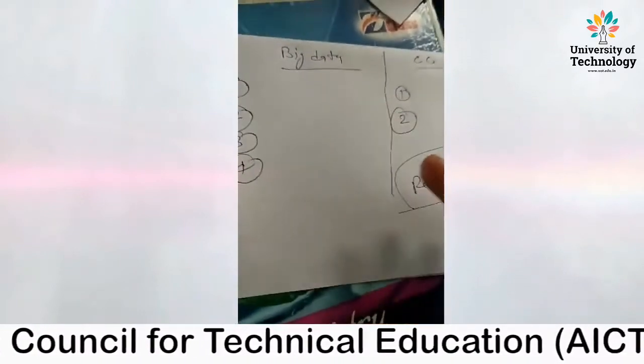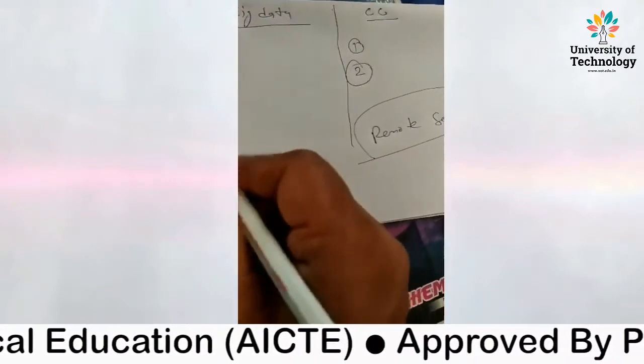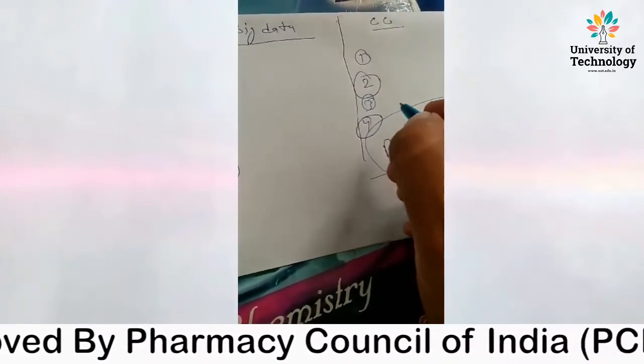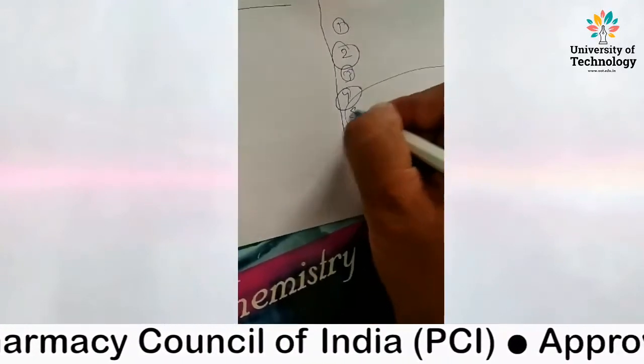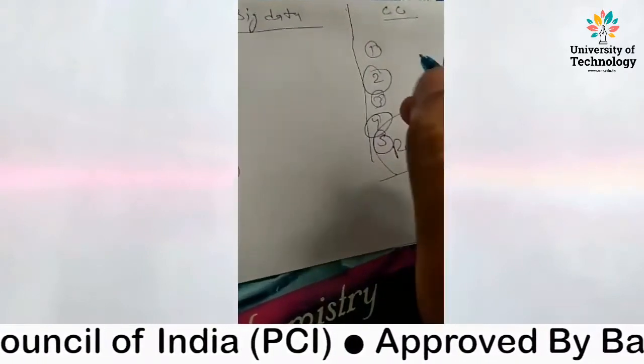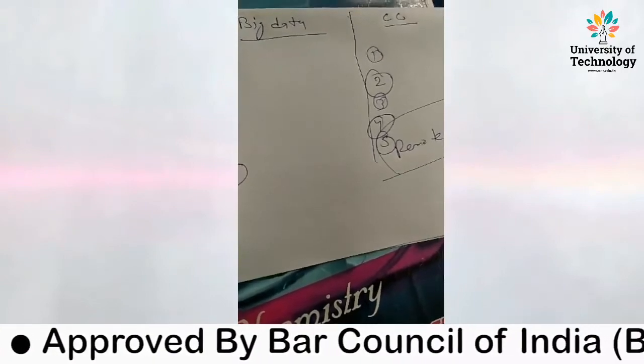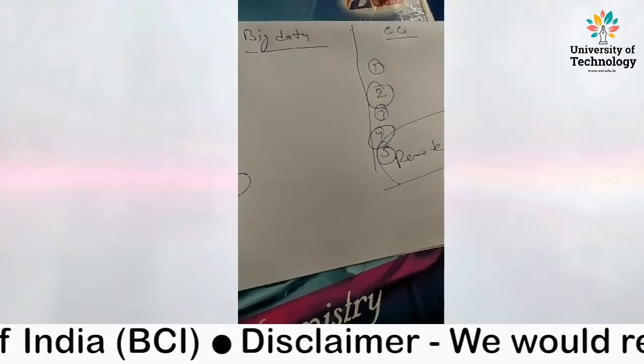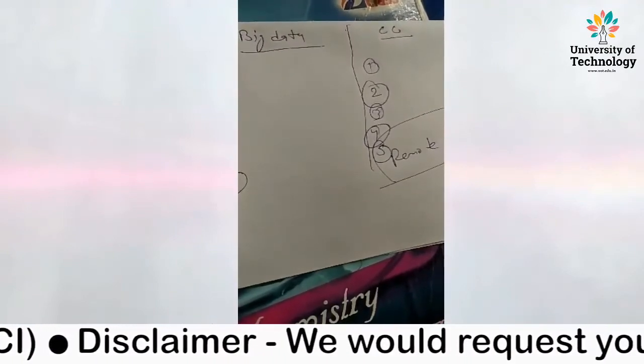Big data refers to data which can be structured, semi-structured, or unstructured. Cloud computing refers to internet services from software, platform and infrastructure: software as a service, platform as a service, and infrastructure as a service.